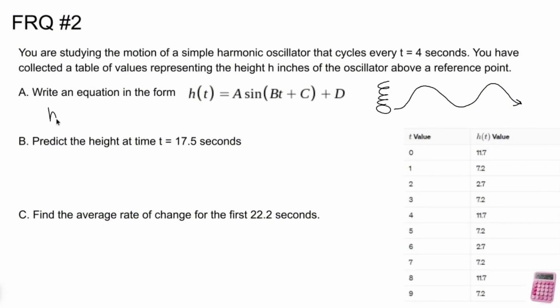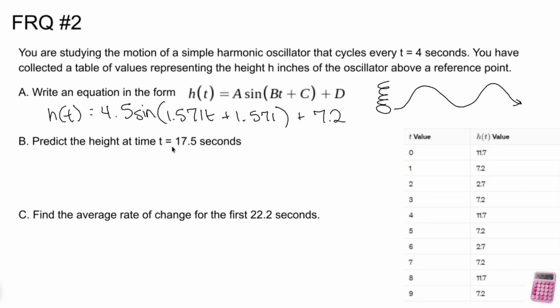All right, so we ended up with h of t equals 4.5 sine (1.571 t plus 1.571) plus 7.2. Predict the height at time t equals 17.5 seconds.